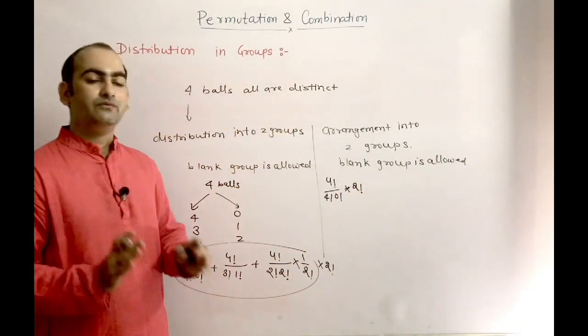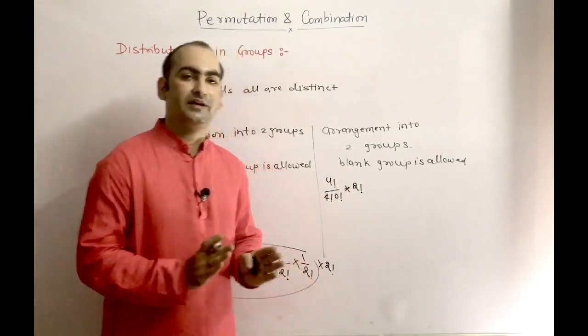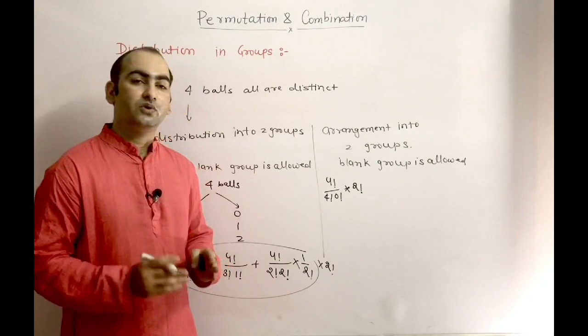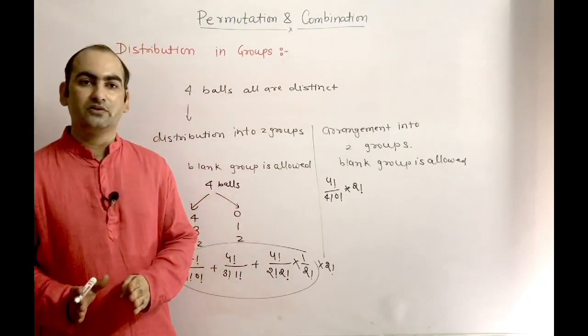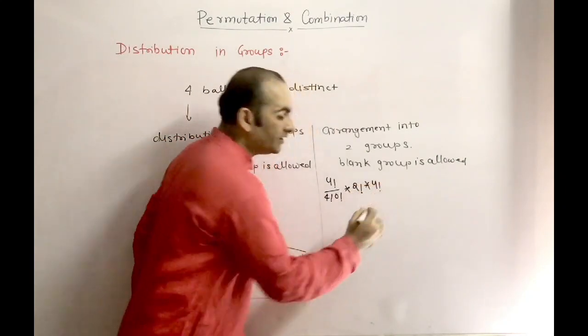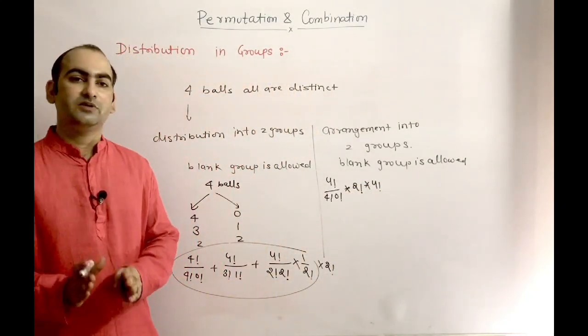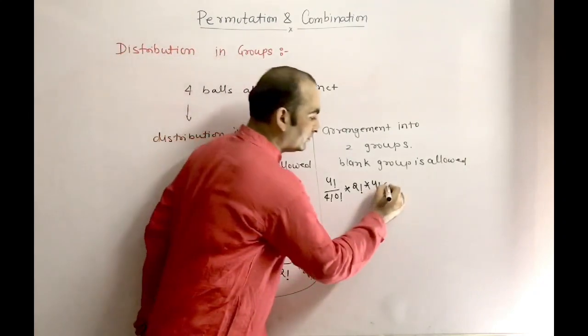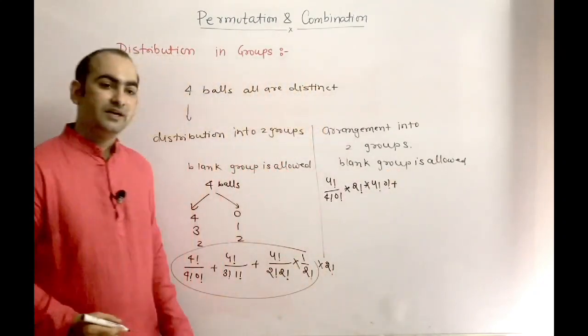Okay, now in one group we are getting 4 balls, in another we are getting 0 balls. Now these 4 balls can be interchanged internally, so arrangement of these 4 balls is 4 factorial, so we have to multiply here 4 factorial. In other group we are getting 0 balls, so arrangement of 0 balls is 0 factorial, so that is one way. So what will come? 0 factorial, plus next is what?